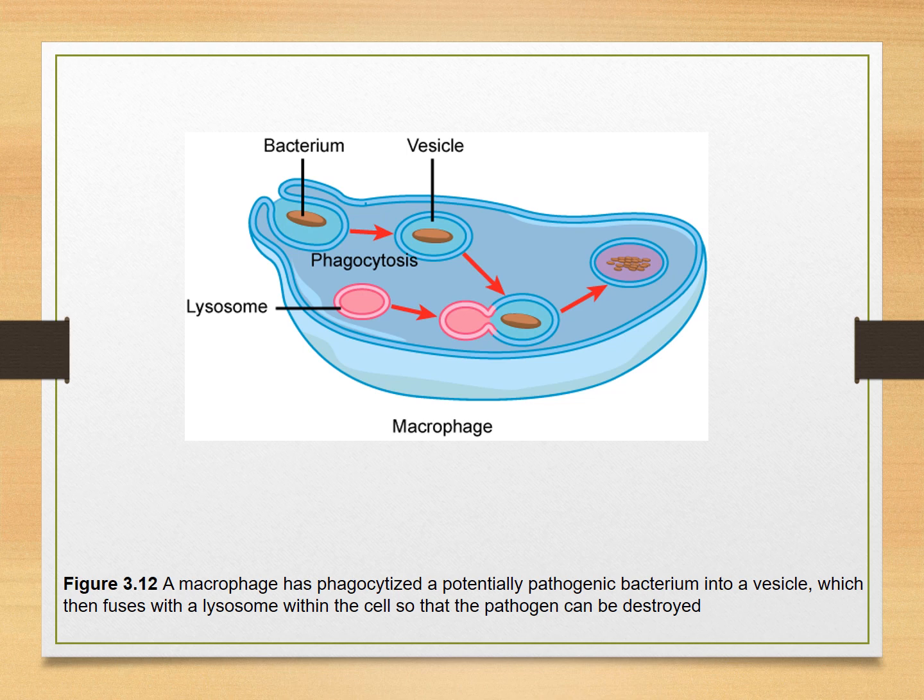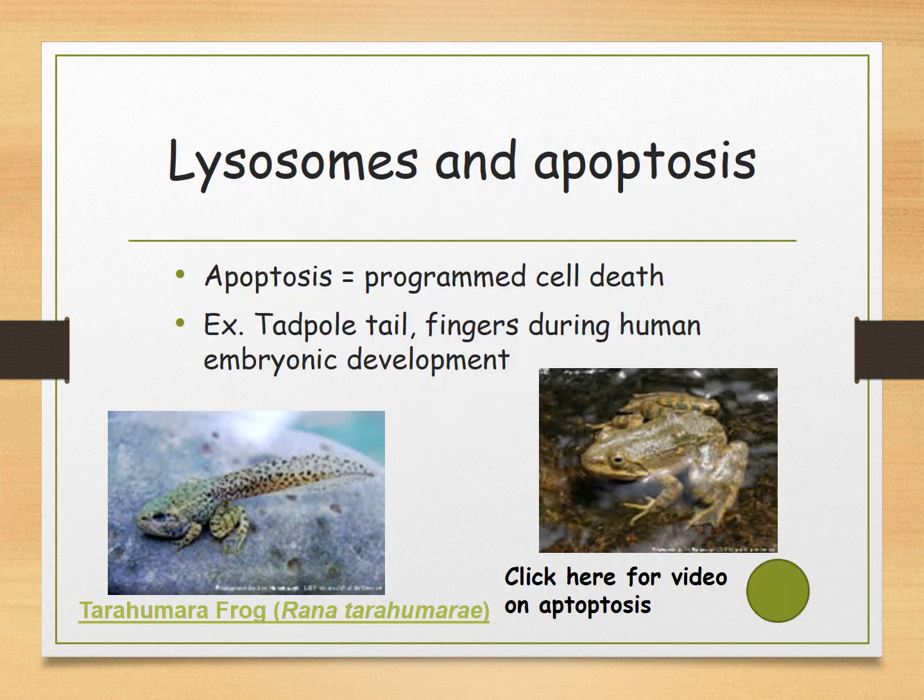Lysosomes are also found in specialized types of white blood cells known as macrophages. Macrophages have the ability to engulf bacteria and debris and to destroy it. Lysosomes can also be involved in cellular death.